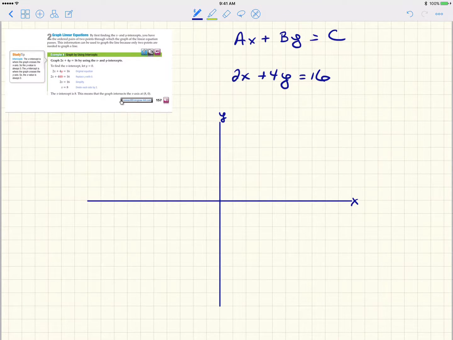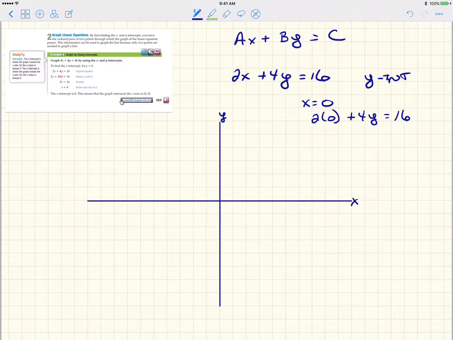If I want to find my y-intercept, the first thing I'm going to do is set x to 0. So what happens to this equation when x equals 0? I'm going to put a 0 in for x, so 2 times 0 plus 4 times y equals 16.